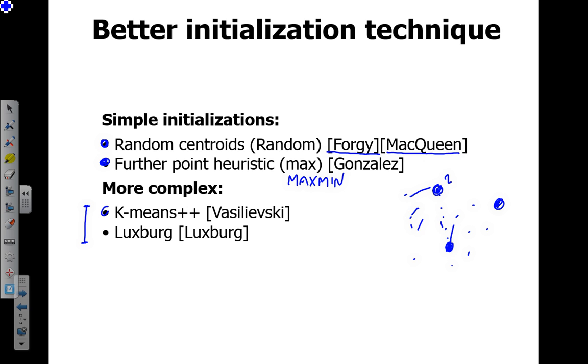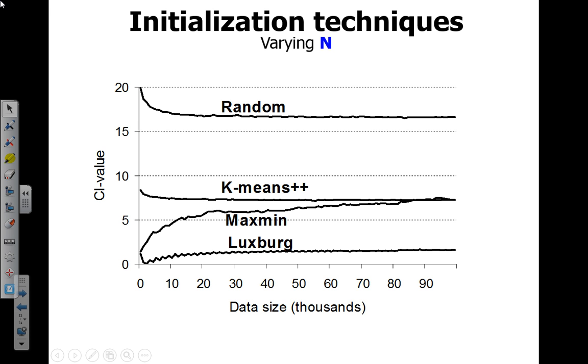And two other techniques, k-means plus plus and Luxburg. They are a little bit more complex variants. I would say they are reasonably good heuristics, but I wouldn't consider them as just initialization techniques themselves. But okay, let's see how well they do. Yeah, and we can do better.